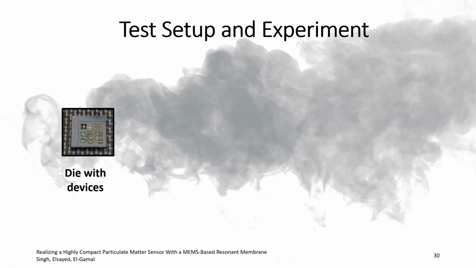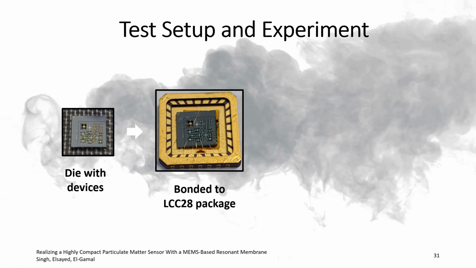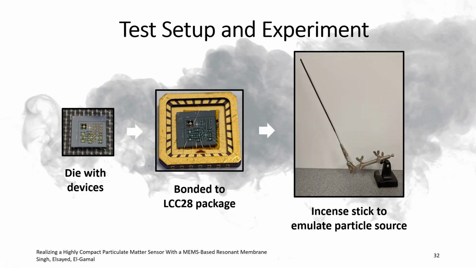And to test these devices, we took our dies with the devices. We bonded them to an LCC 28-pin package. And then to emulate the particle source, we used an incense stick. Now, incense sticks are usually burned during religious festivals in Southeast Asia or in the Middle East. These are known to emit smoke which contains particles of various different diameters, and it also contains particles which are around 2.5 micron, which we were targeting.